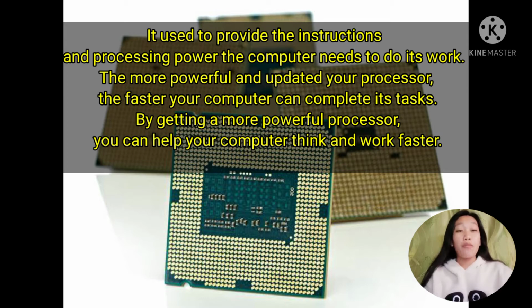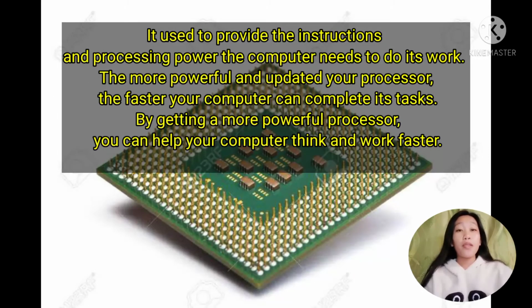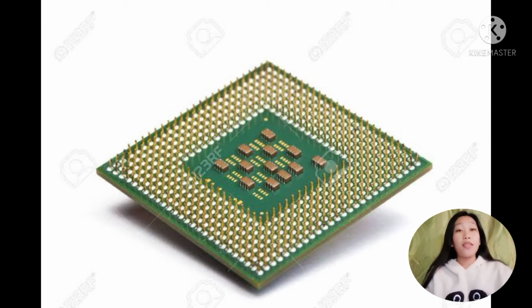The more powerful and updated your processor, the faster your computer can complete its tasks. By getting a more powerful processor, you can help your computer think and work faster. And the main processor, or just processor, is the electronic circuitry that executes instructions comprising a computer program.